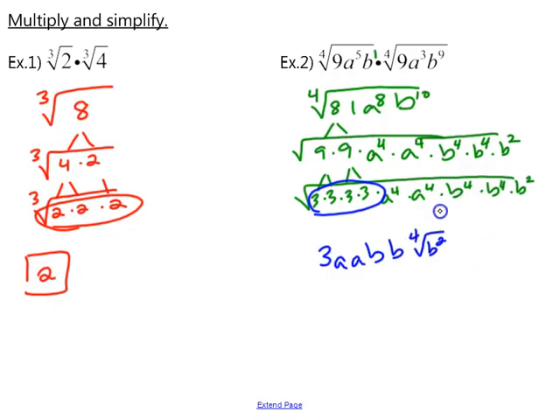So our very last step is just simplifying everything we got out. So we have a 3 times a squared times b squared, and then we have an index of 4 with b squared underneath. And here is our simplified answer.